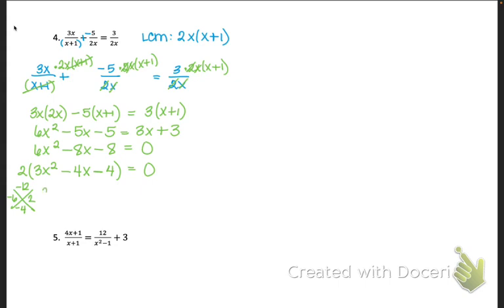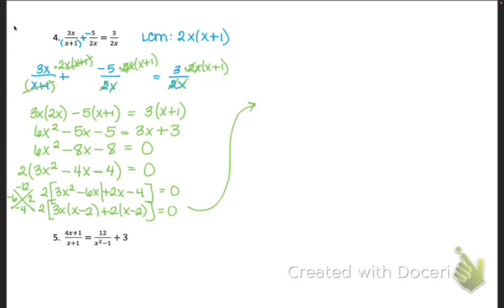So I have my GCF of 2, but I don't need that right now. I need to do the grouping step. So I have 3x squared minus 6x plus 2x minus 4. That's all still equal to 0. Split it in half. I have 2 times 3x times x minus 2 plus 2 times x minus 2 equals 0. I'm running out of room, so I'm going to come up here.